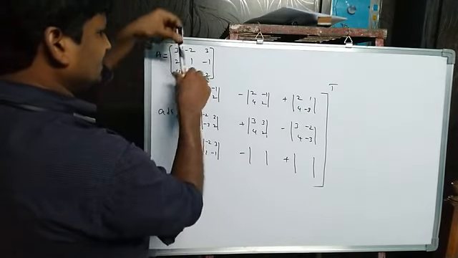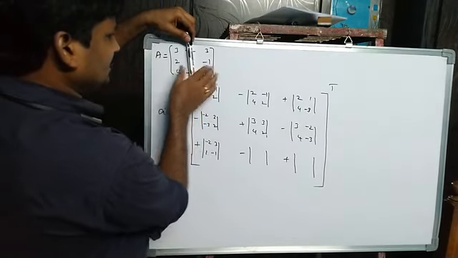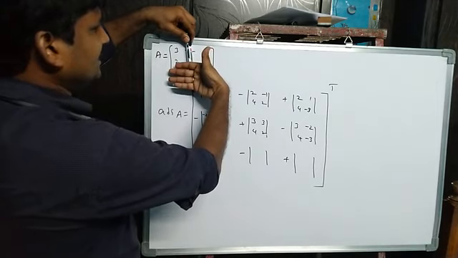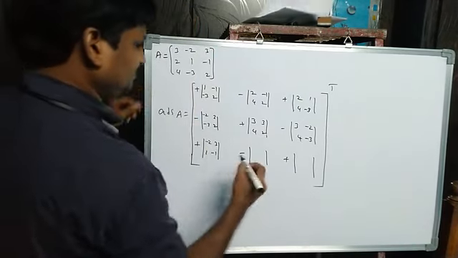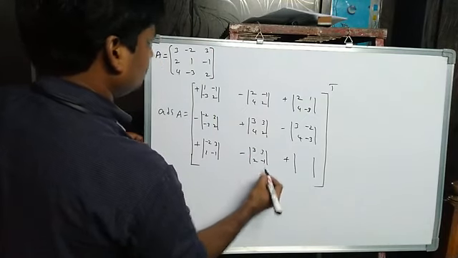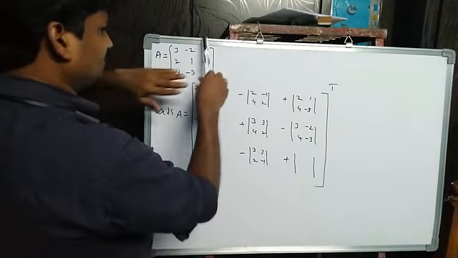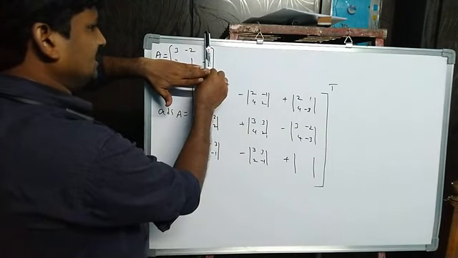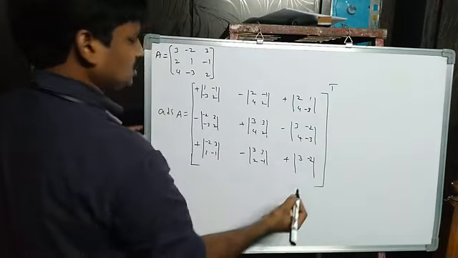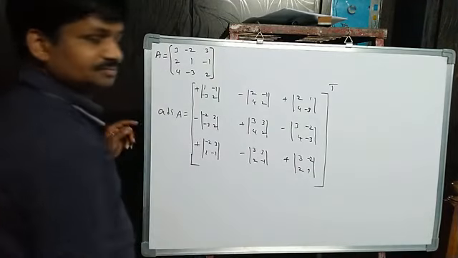Next, for 4: minus 2, 3, 1, minus 1. Next, for minus 3: 3, 3, 2, minus 1. Next, for 2: 3, minus 2, 2, 1. Clear?